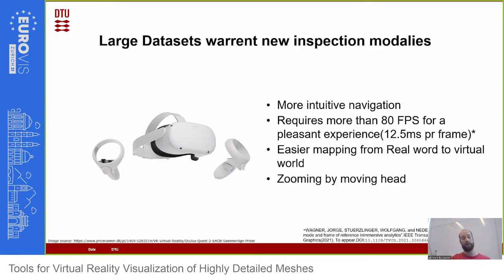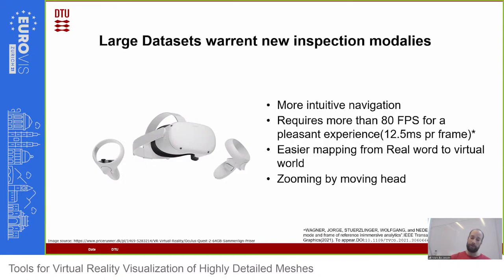Virtual reality is quite intuitive to use in the sense that the camera is attached to your head and your controllers are already in three dimensions. So you can rotate and move these and use the 6 degrees of freedom that will then be mapped directly to the virtual environment. But using virtual reality also has its caveats. One of these is that we require high performance in order to create a pleasant experience.